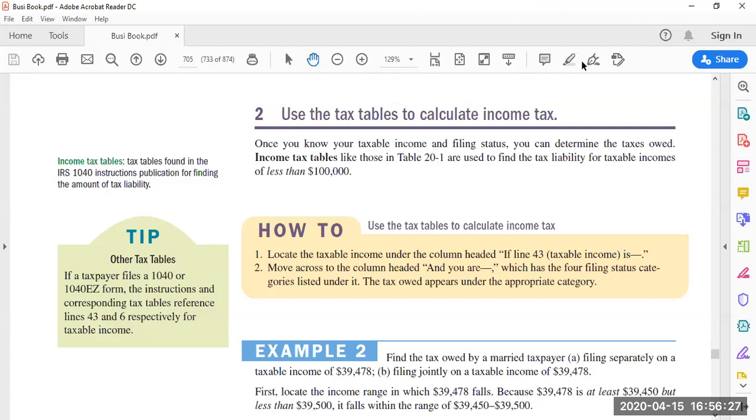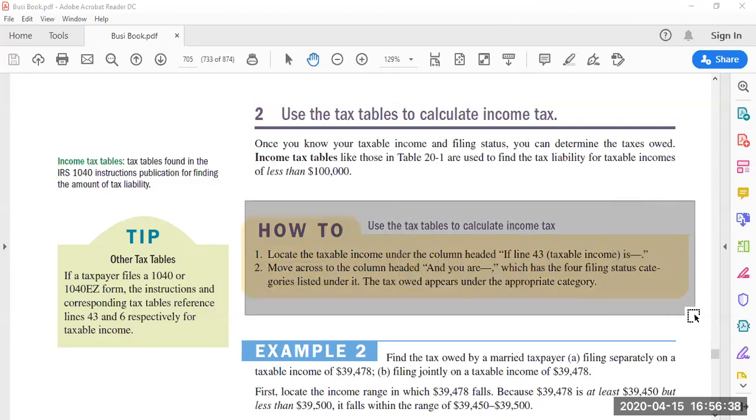So this is what we would use. Now we're going to take a look in a moment at table 20-1 so we can see how to find this. But right now, the method that we need to use is: locate the taxable income under the column headed "If line 43's taxable income is." Now this is of course language that you will see on the 2010 return. It will be different. The line number will be different in your current return for the current year.